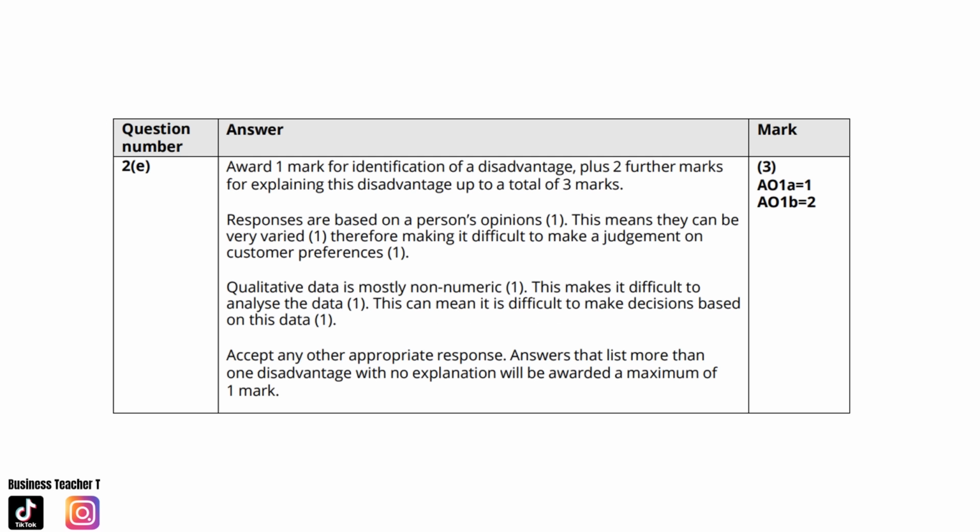So as you can see, you're awarded 1 mark for identifying a disadvantage and 2 further marks for explaining the disadvantage. You might have said responses are based on a person's opinions. This means they can be varied, therefore making it difficult to make a judgment on customer preferences. Qualitative data is mostly non-numeric. This makes it difficult to analyze the data. This can mean it is difficult to make decisions based on this data.